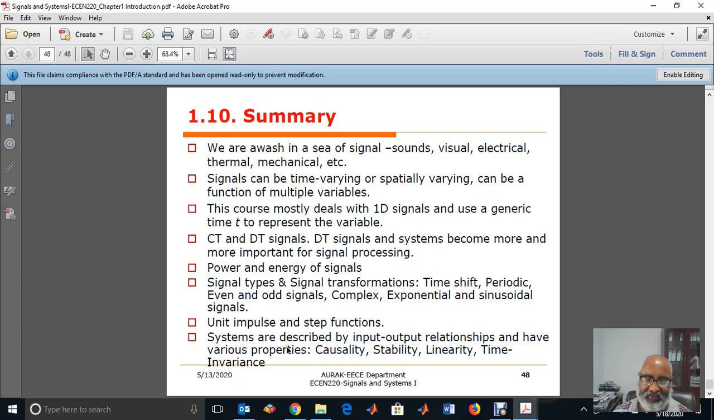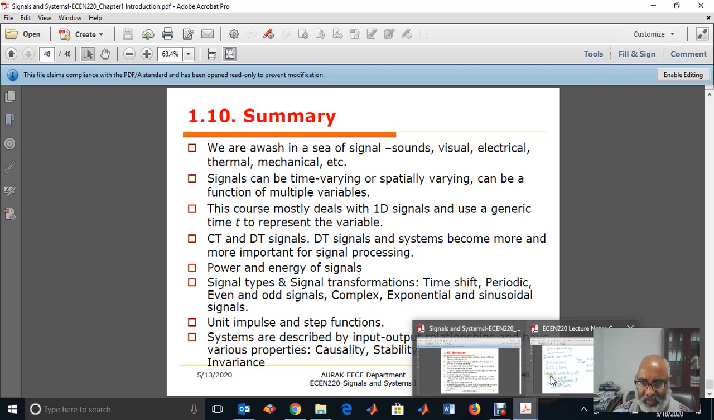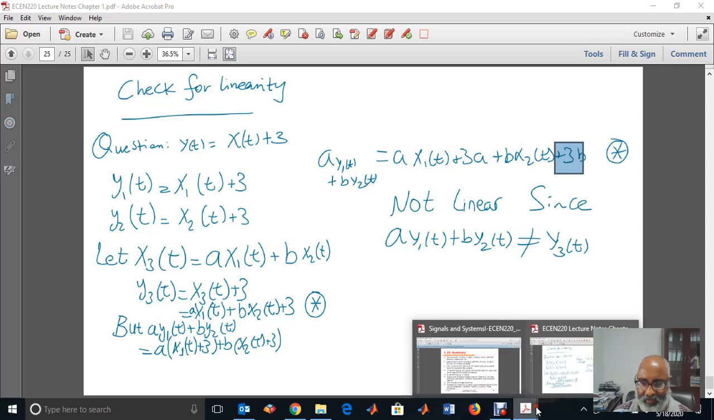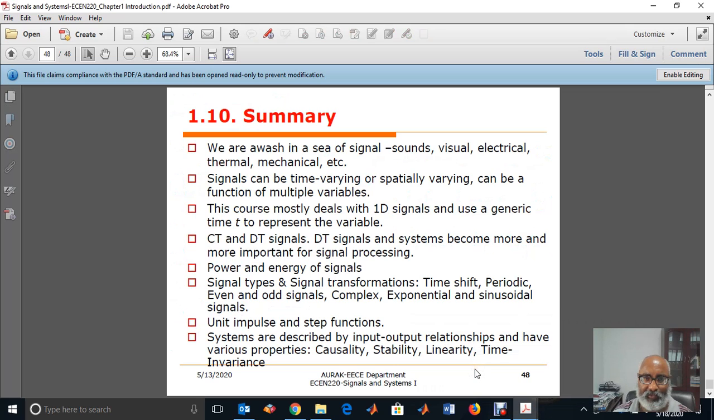When we talk about a system, we need to view the system from an input-output relationship. And we have different kinds of systems: electrical systems, mechanical systems, chemical systems, and so on. And we studied the different properties such as causality, stability, linearity, and time invariance properties. With this, we complete this chapter. Thank you for listening to this lecture.